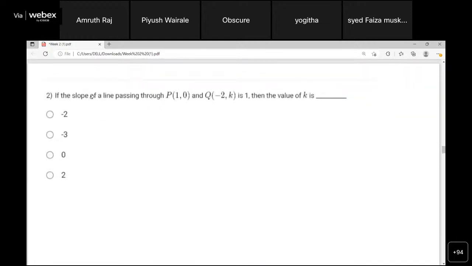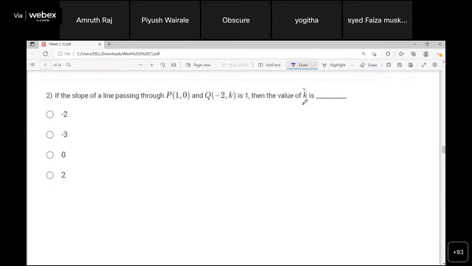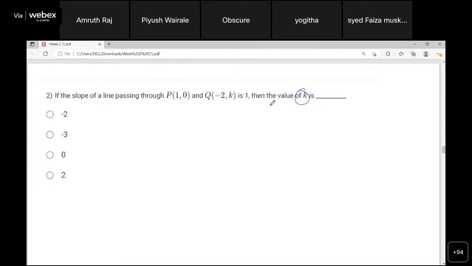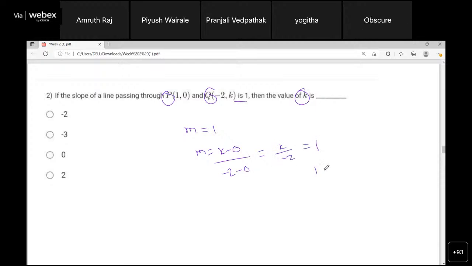Now, the slope of the line passing through points P and Q is 1. So what is the value of K here? Minus 3. The slope of the line passing through P and Q is 1, so M is given as 1. What is M? Change in Y upon change in X. So Y is K comma 0 upon minus 2, 0. So it will be K minus 2 equals 1. So K equals minus 2, right?